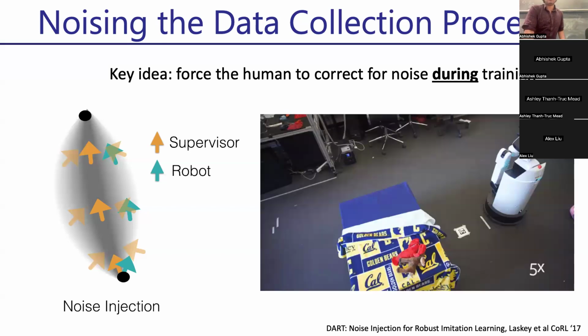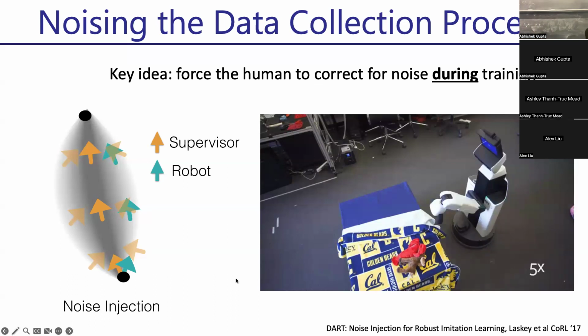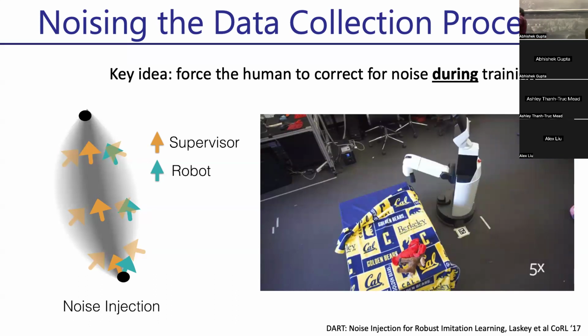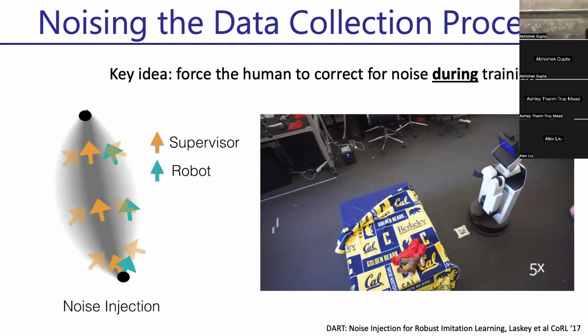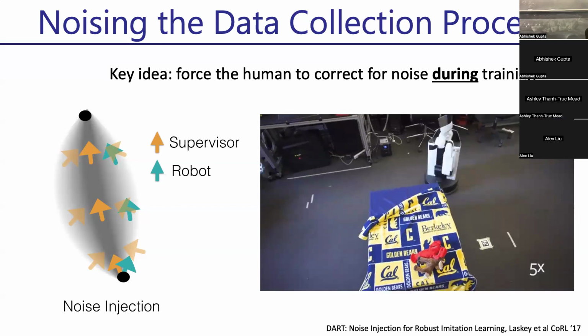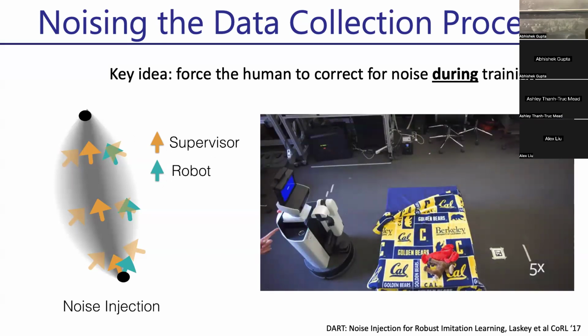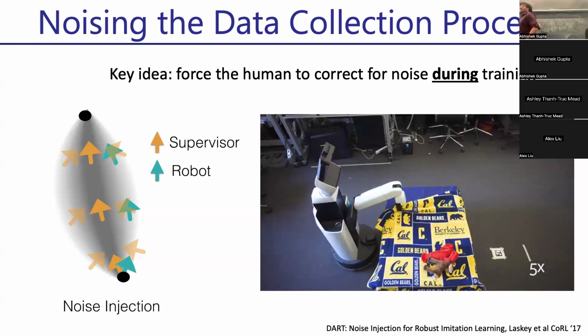And so they used it for bed making. They had this bed and they pull up the sheets and do things like that. It's a fairly long horizon task, so things start drifting a lot if you don't put these corrective labels in. And they found that it's super effective to just add some noise during data collection, especially with interfaces like VR, which are very easy to correct, right?